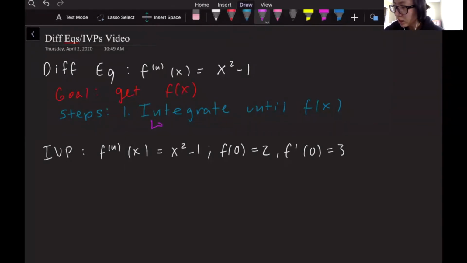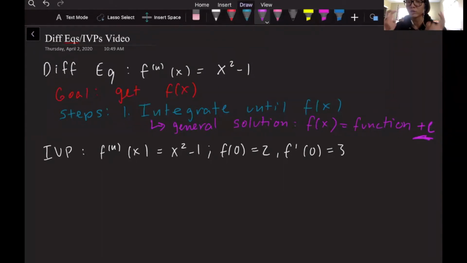So note here that we're going to get what we call a general solution, right? So this general solution is going to be something that looks like, you solve for f of x, and f of x is going to equal some function, and then you're going to have a plus c, right? And so this plus c is what makes it a general solution, right?